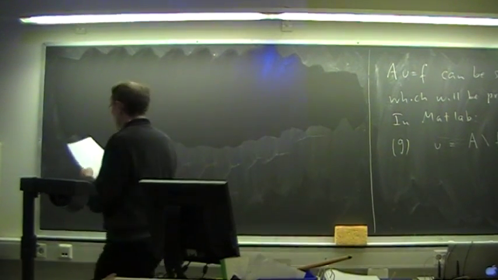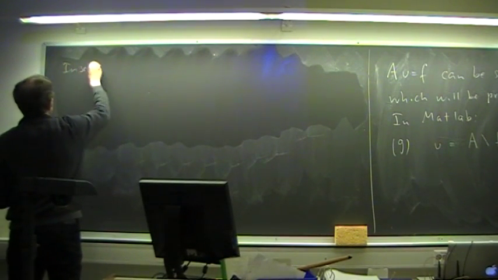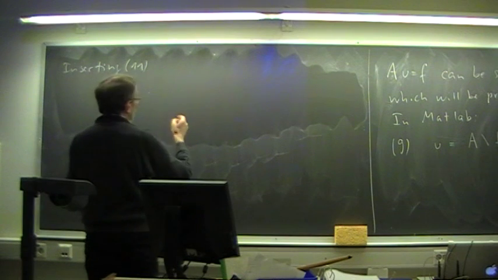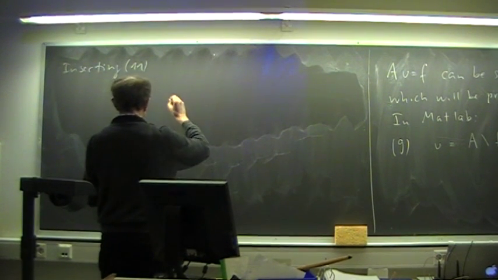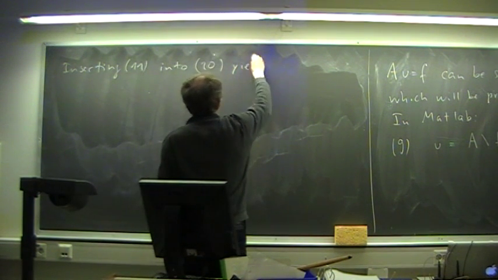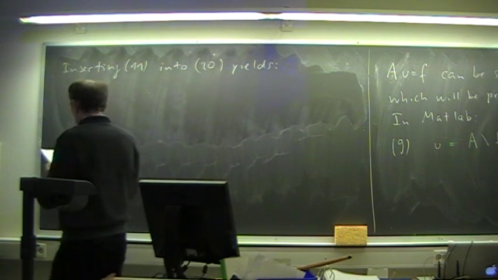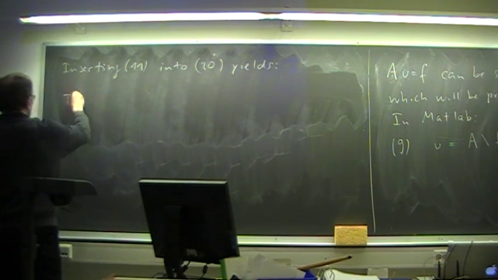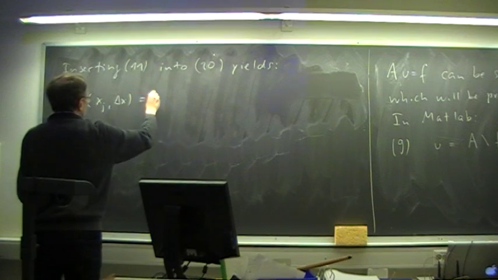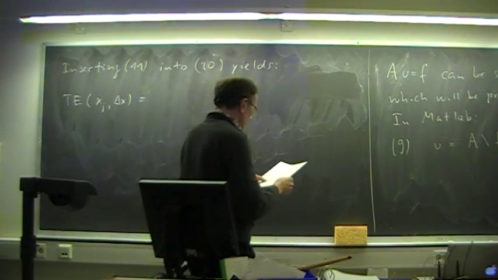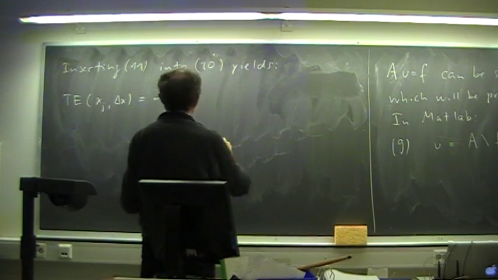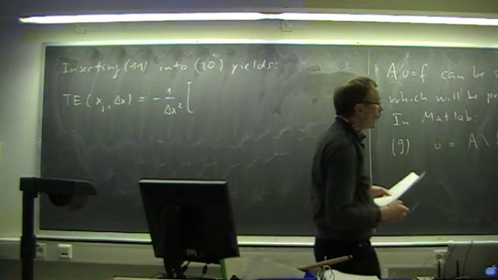So we insert the Taylor expansions for plus and minus delta x into the truncation error. Now we make it a little bit shorter. We take the truncation error at xj and delta x, starting with a minus delta x, 1 over delta x squared, then we take the rest.